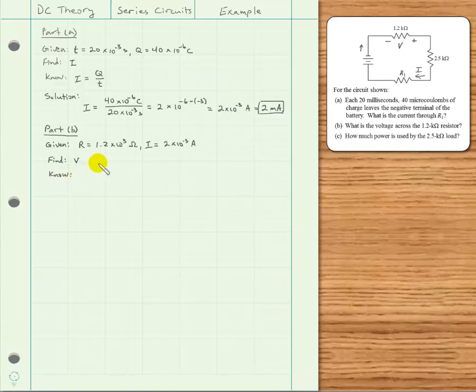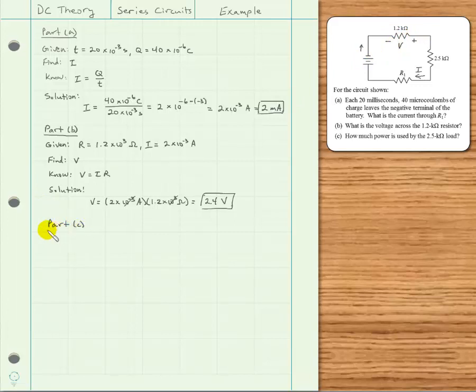Now, what information do we know that relates together voltage, resistance, and current? Well, of course, we have Ohm's law. Voltage equals current times resistance. Since we know both current and resistance, we can solve for the voltage. We can write that the voltage V is equal to current 2 times 10 to the negative 3 times resistance 1.2 times 10 to the third ohms. Now, 10 to the negative 3 times 10 to the third is 1, and 2 times 1.2 is 2.4. Dimensionally, an amp times an ohm is a volt. And that's what we were asked to find, the voltage across the resistor, which is 2.4 volts.